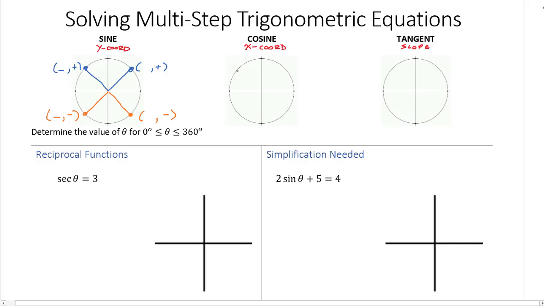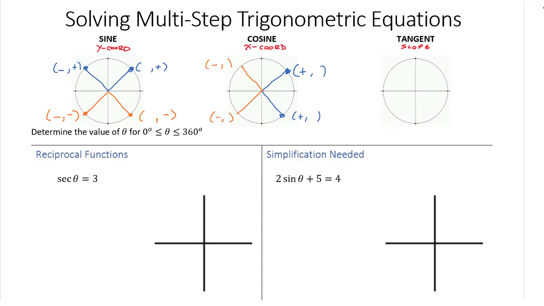With the x-coordinates, review again from the last lesson. Where are your x-coordinates positive, right? Here and here. So when I'm dealing with cosine, I really only care about the x-coordinate, and they're there and there. Where are the x-coordinates negative? On this half, right? So you have a negative x in this quadrant and a negative x down there in the third quadrant.